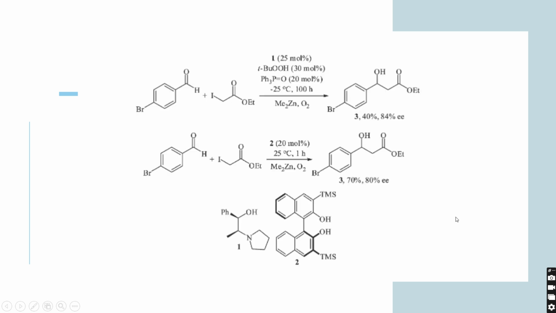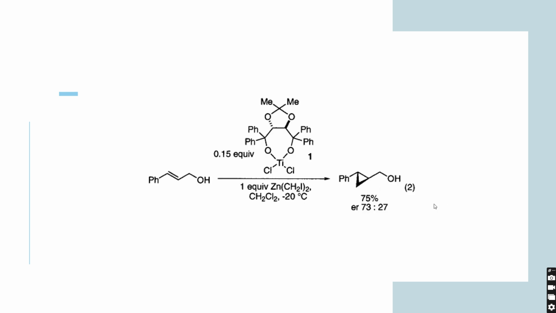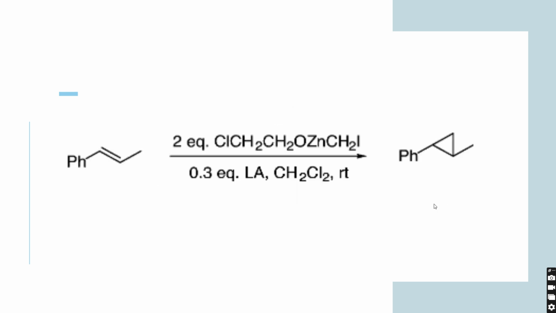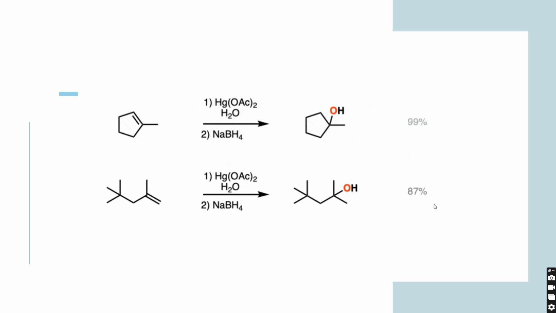Then we talked about the mechanism of Reformatsky reaction and how addition of chiral reagents can give us selectively, enantioselectively, a particular product. And then we discussed the mechanism of Simmons-Smith cyclopropanation, and we also went through all these examples of Simmons-Smith reaction. Okay, and lastly we have discussed organomercury complexes, where we have seen the synthesis of tertiary alcohols starting from the olefins.